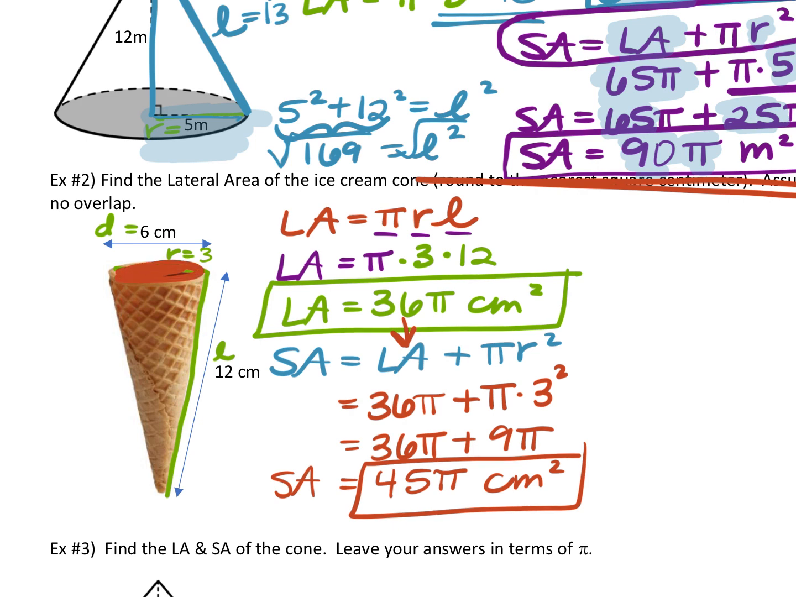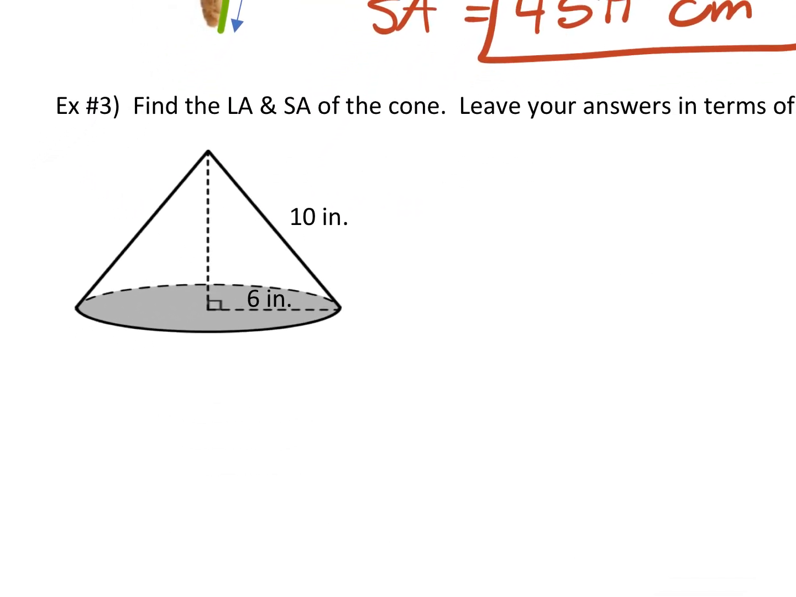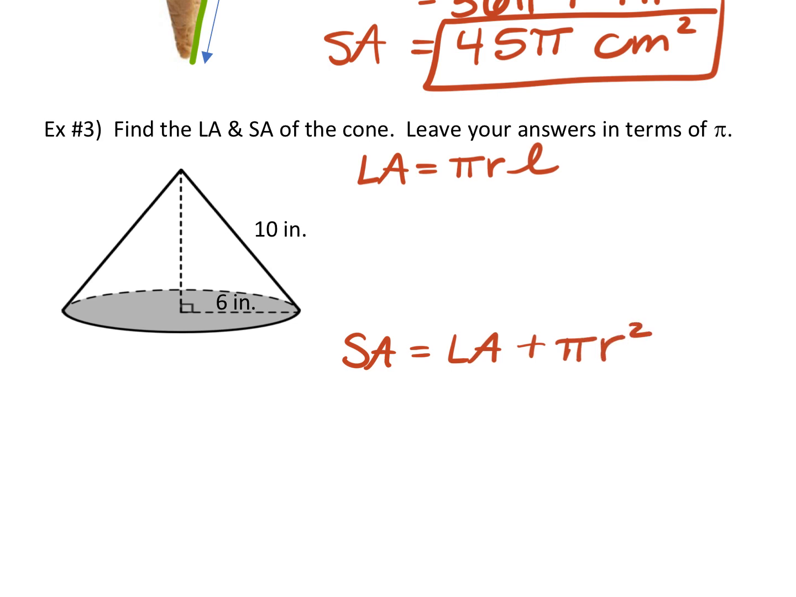Okay. Here's the one I want you to try on your own. So here's your formulas, because you'll have these sitting in front of you. LA equals pi r l. Surface area equals LA plus pi r squared. So many steps for me to memorize. You don't have to memorize. I'm going to give you this. It's just you dropping in numbers for it. Right? Yes. Okay, so tell me what you did.